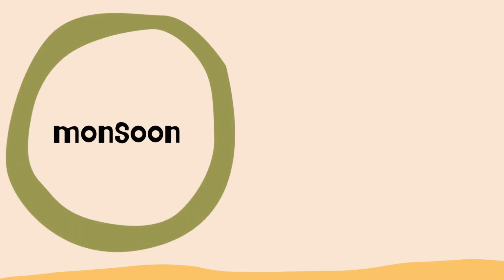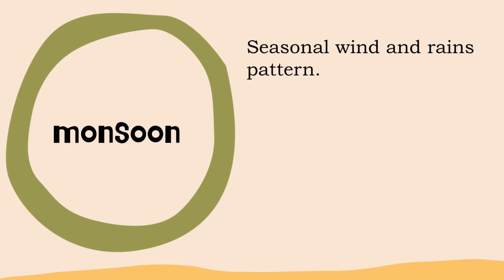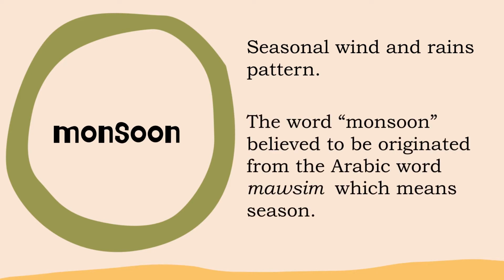Let's move on to discuss about monsoon. What is a monsoon? A monsoon is a seasonal wind and rains pattern. The word monsoon, believed to be originated from the Arabic word mausim, which means season.